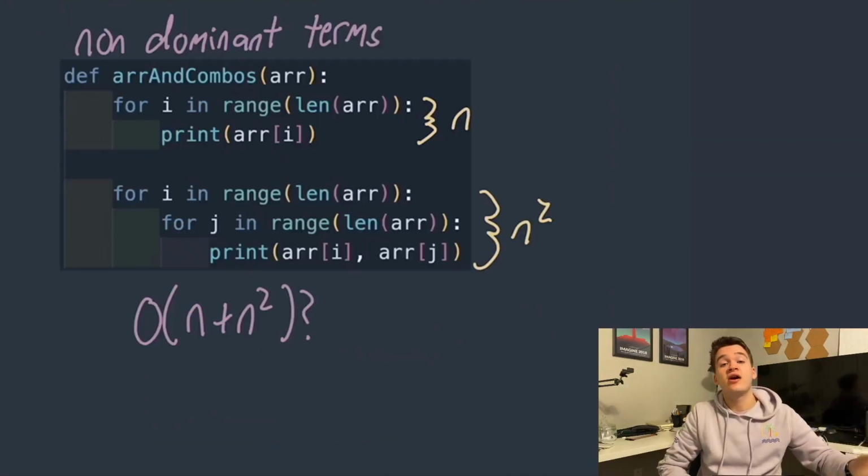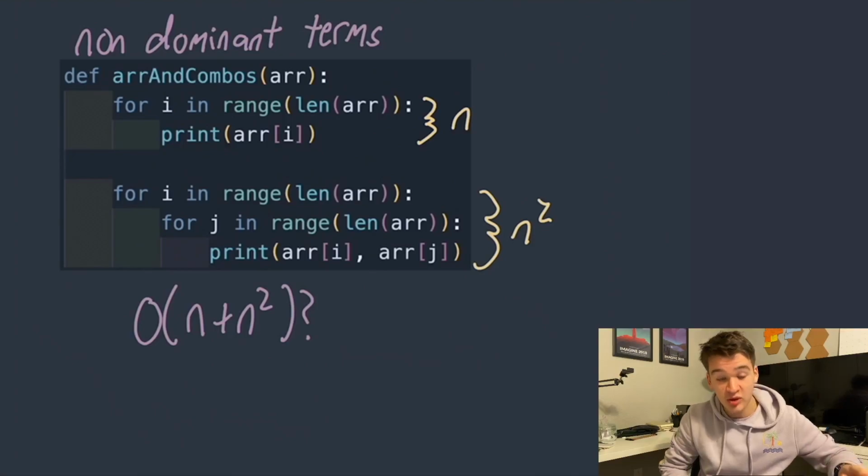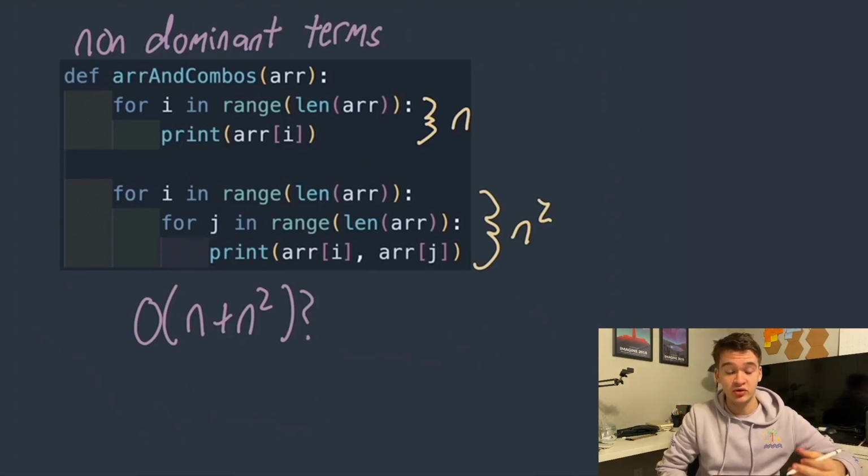Now that we understand that common hierarchy, we can talk about non-dominant terms. In this example function right here, first we run through the entire array, and then for each item in the array, we run through the entire array again. So if we think about it, this first part is going to have a runtime of n because it's going to grow linearly, and this second part is going to have a runtime of n squared, because for each time we go through the array, we go through the entire array again, essentially multiplying n times going through the array times n elements of the array that we go through each time we do that.